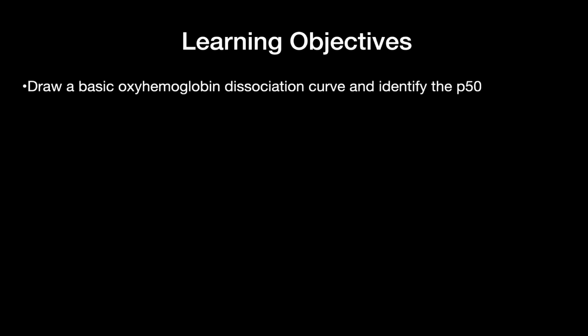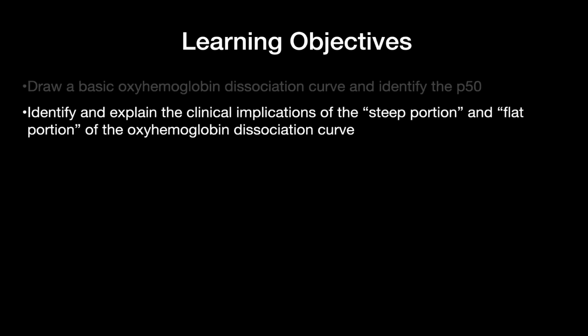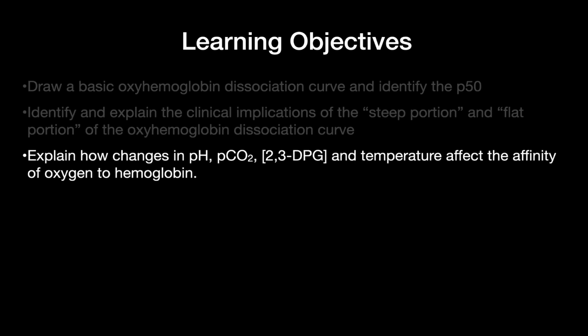And with that, let's review the learning objectives. Hopefully you can draw a basic oxyhemoglobin dissociation curve and identify the P50. Remember, it's a sigmoid curve based on the affinity of oxygen to hemoglobin. P50 is the partial pressure of oxygen, where 50% of the hemoglobin is bound. You can explain the steep portion and the flat portion of the curve. And you can explain how changes in pH, PCO2, temperature, and 2,3-DPG affect affinity of oxygen.